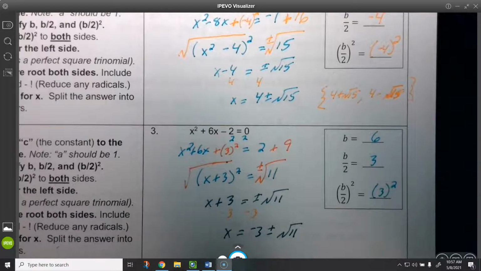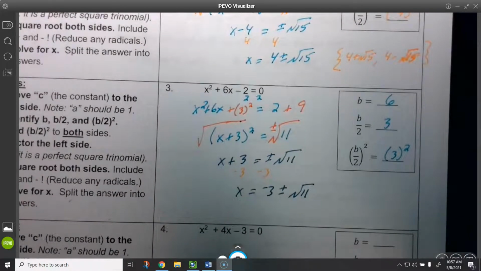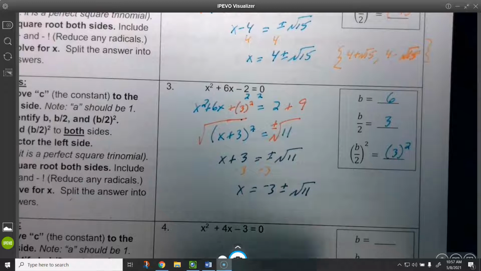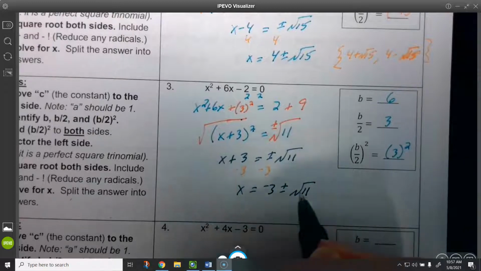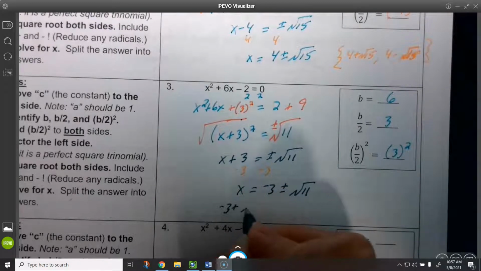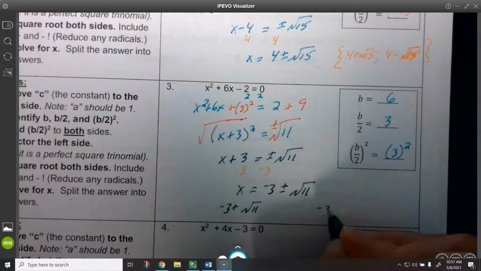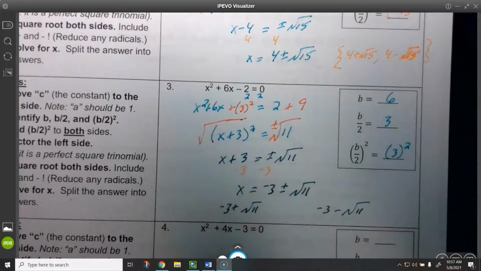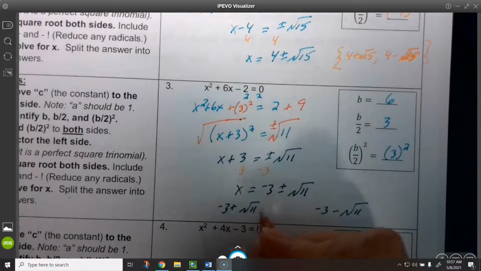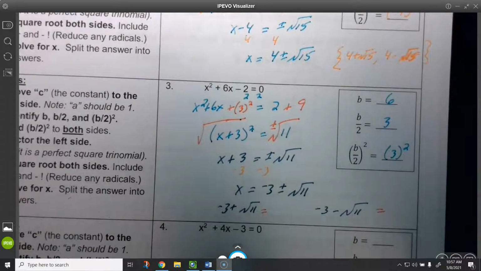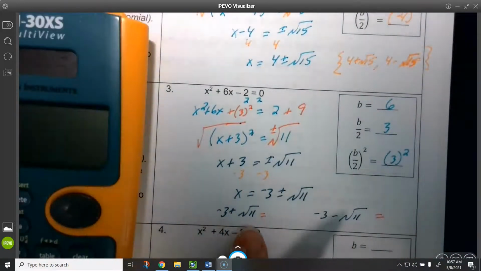Now that's how I would prefer that you write the answer, because that's exact. I'm guessing the answer key is going to have it as a decimal. So let's split them. Negative 3 plus square root 11 and negative 3 minus square root 11. And let's see what those are equal to when we pull out our calculators. Okay, so pull out our calculators. And we're going to clear it, negative 3 plus square root 11. If you didn't see me do that one, I'll do it on the next one.